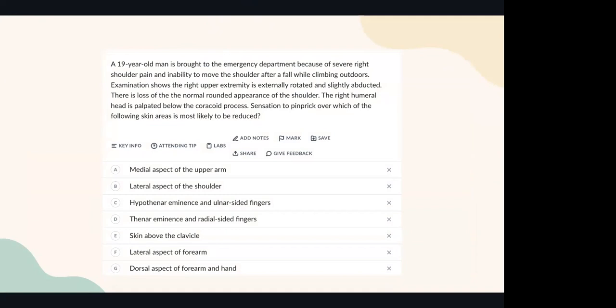A 19-year-old man is brought to the emergency department because of severe right shoulder pain and inability to move the shoulder after a fall while climbing outdoors. Examination shows the right upper extremity is externally rotated and slightly abducted. There is loss of normal rounded appearance of the shoulder. The right humeral head is palpated below the coracoid process. Sensation to pinprick over which of the following skin areas is most likely to be reduced?